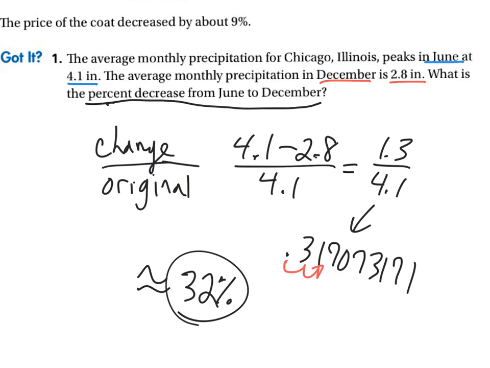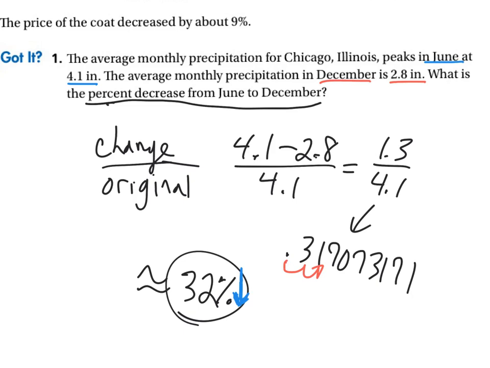And on these problems, for increase or decrease, you can just do an arrow. I mean, if you want to write out increase or decrease, you probably won't get writer's cramp just from writing that word a few times, but 32% decrease from June to December.